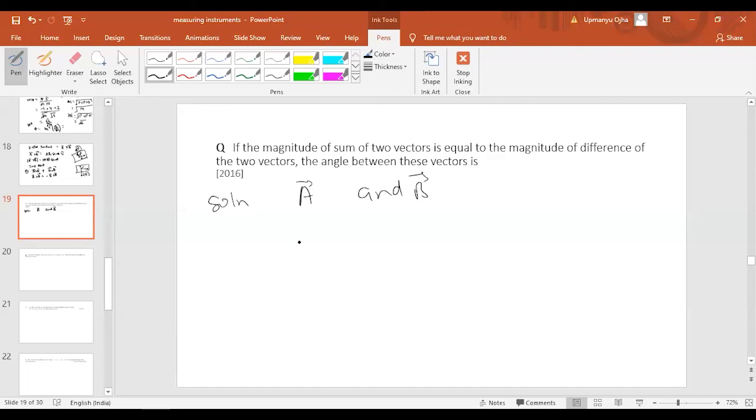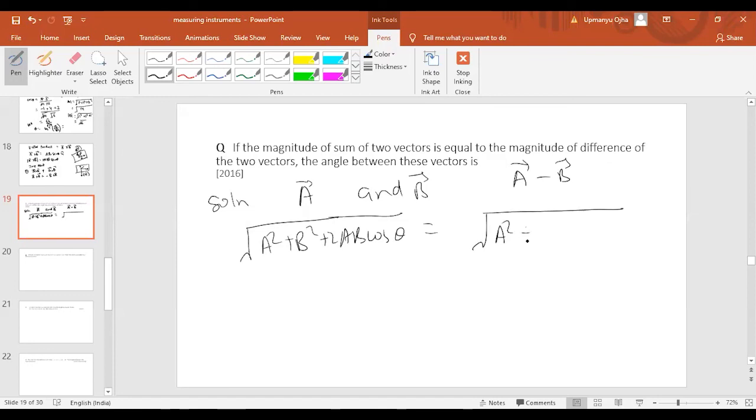So what is the magnitude of the sum of two vectors? If you take two vectors, the magnitude will be the resultant R. If the two vectors are added, the resultant will be equal to root of A square plus B square plus 2AB cos theta. This is the resultant when the two vectors are added. It is equal to the magnitude of the difference of two vectors. Difference of two vectors means A vector minus B vector. So the resultant value is A square plus B square minus 2AB cos theta.